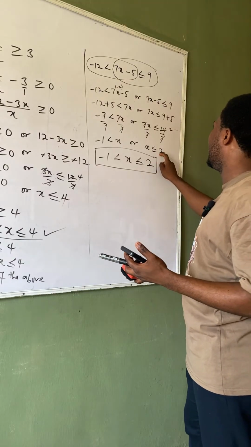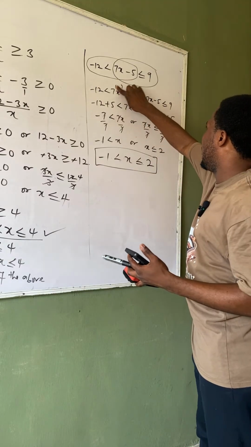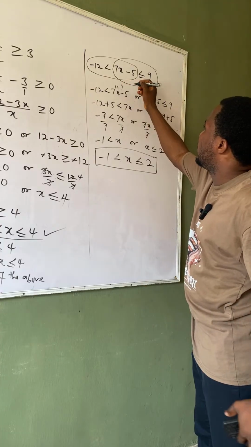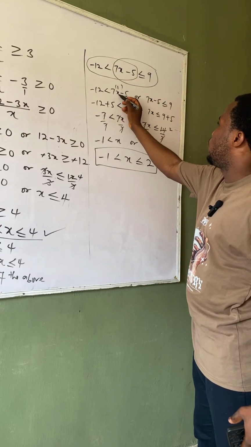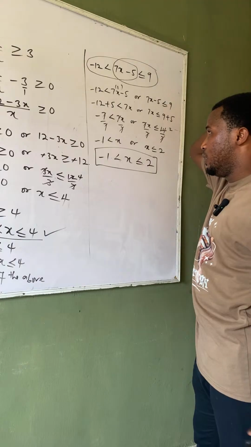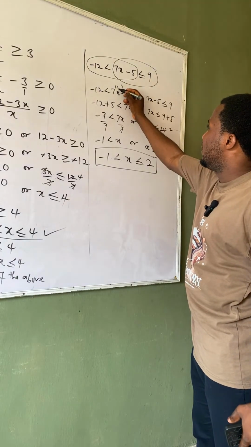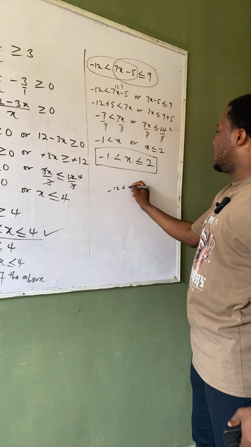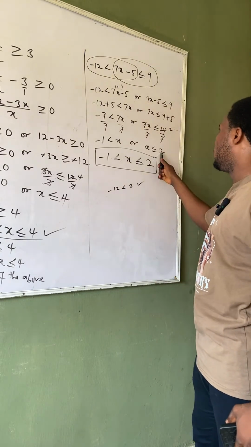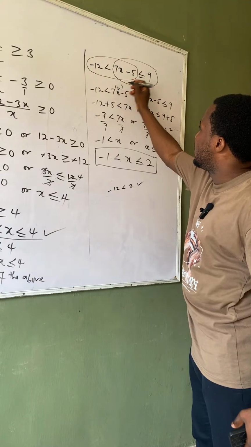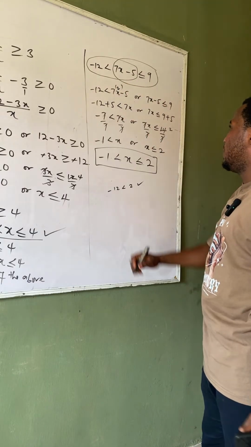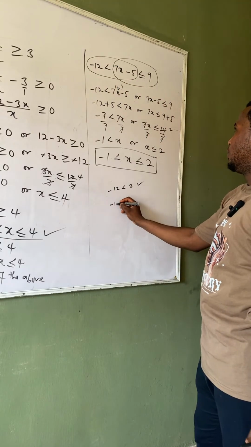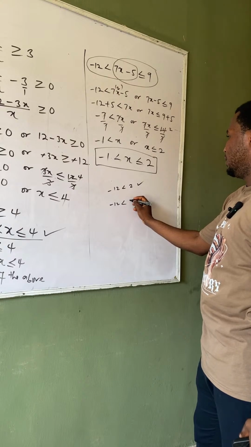Okay, let's try this. Let's try 1 first. Can 1 work? 7 times 1 is 7. 7 minus 5 is 2. So is minus 12 less than 2? Yes, it is. Let's try for 2. If I put 2 here, 7 times 2 is 14, minus 5 is 9. Is minus 12 less than 9? Yes, it is.